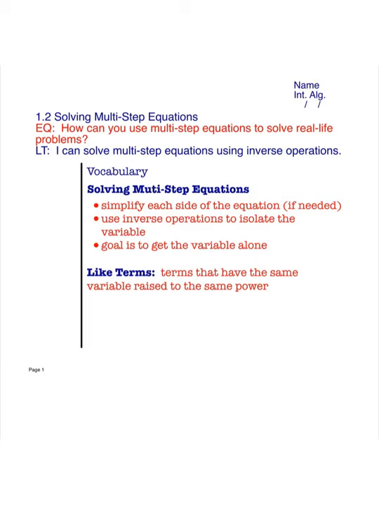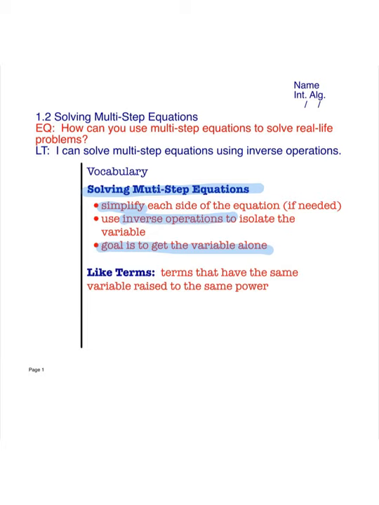So, some vocab for you. First, solving multi-step equations. This includes simplifying each side of the equation if needed. This also includes using inverse operations to isolate the variable. If you forget what inverse operations are, look back to the 1.1 notes. We defined it quite nicely there. Those are operations that undo each other, like addition and subtraction, or multiplication and division. The goal of solving multi-step equations is to get the variable alone.